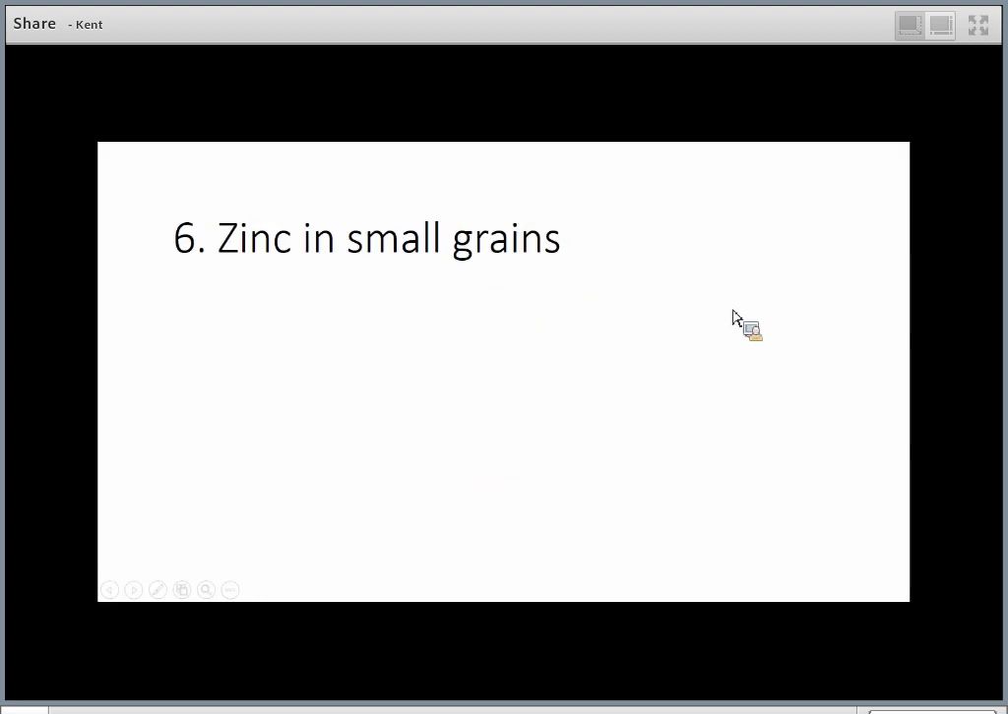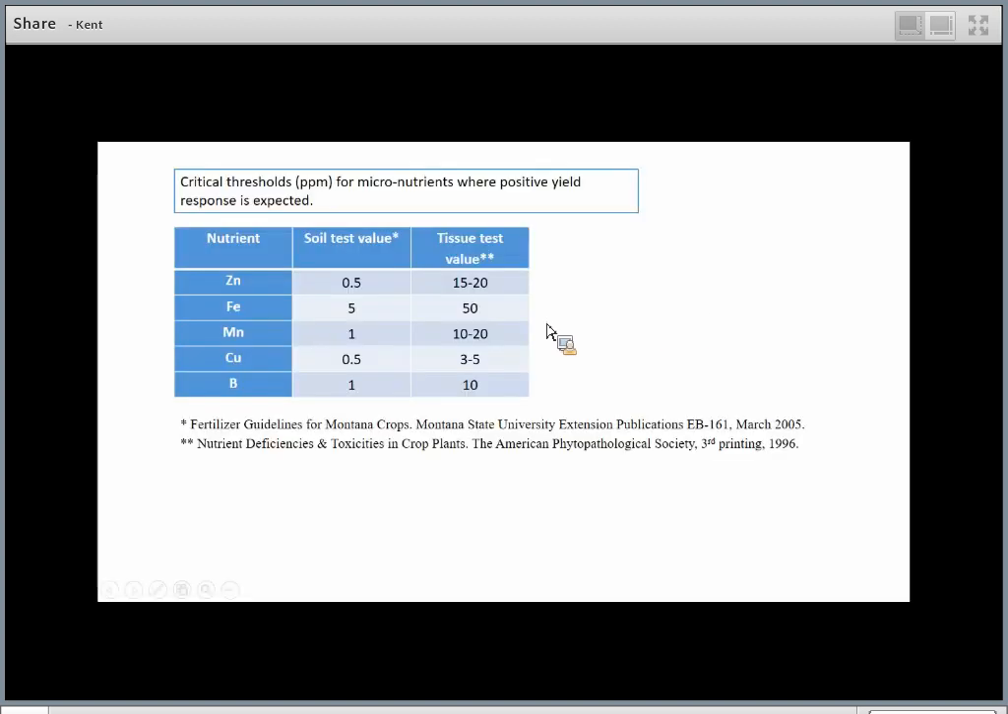So the last topic I had was on micronutrients, and I just brought this down to zinc because we've looked at both zinc and boron, but we really haven't seen much of a response to boron anywhere. So if you look at the Montana State's table for micronutrient test value, if you have your soil test back from a field and you've got zinc levels below 0.5, you're probably in that range that you might see a response to added zinc.